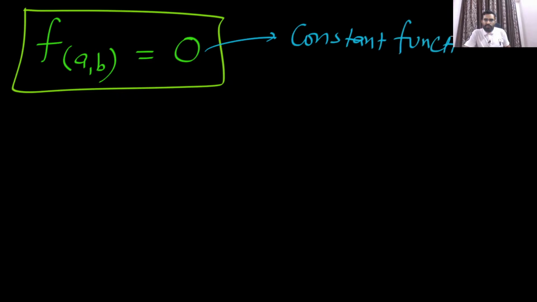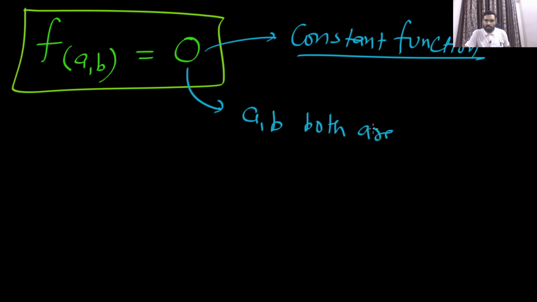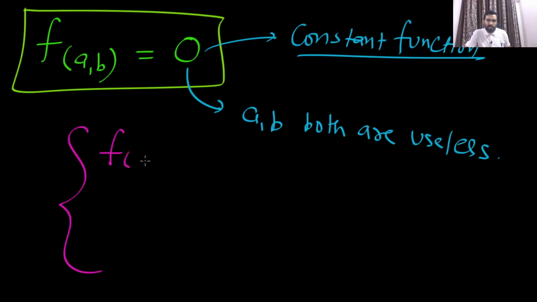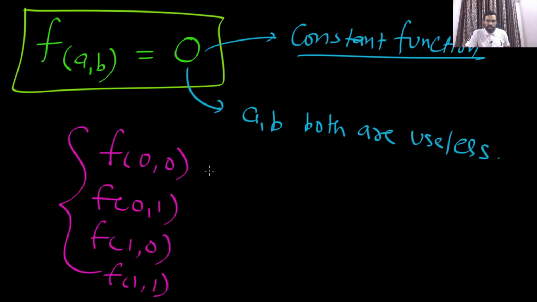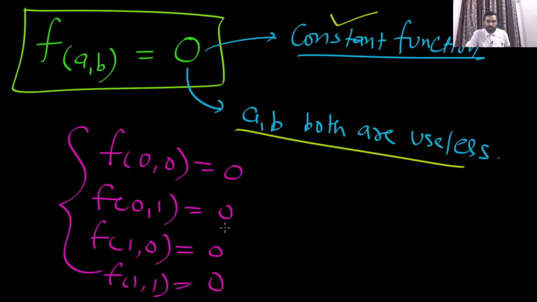It does not matter what is your A, what is your B. Can you notice? For this function, I can say A comma B both are useless. Whatever value of A you take, whatever value of B you take, it does not matter for this function. The value of A comma B does not matter. This function is always 0. This function is constant function. So both A comma B are useless for this function.